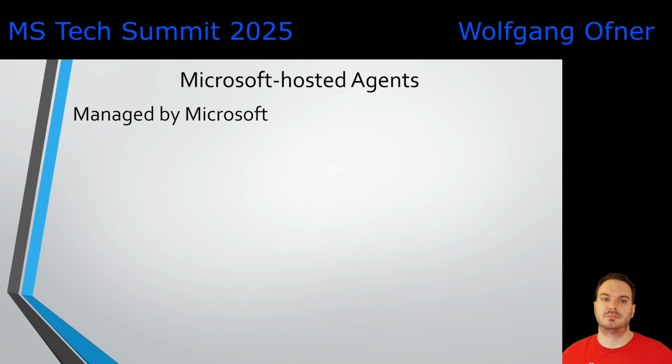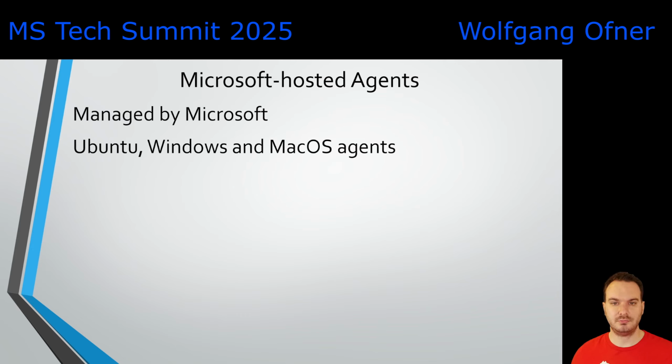As the name suggests, the Microsoft hosted agents are managed by Microsoft. This means Microsoft takes care of everything. So if there's a new version of an agent, Microsoft updates the agent. The same as if there's a new version, for example, for .NET, then Microsoft installs the new version of .NET and makes sure everything works as I want it. Microsoft offers agents that are running on Ubuntu, Windows, and macOS.